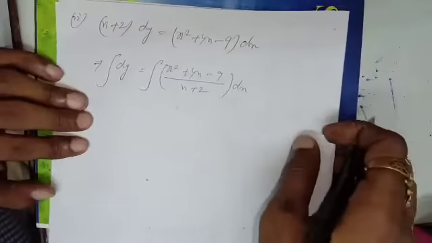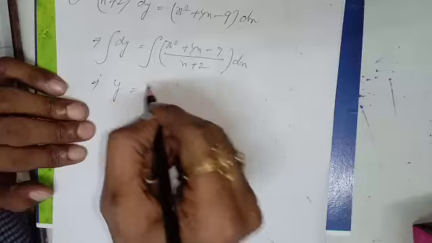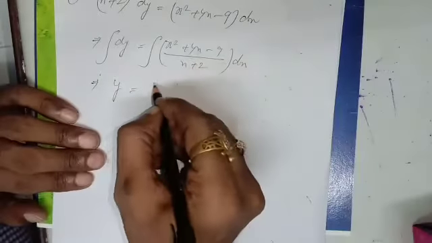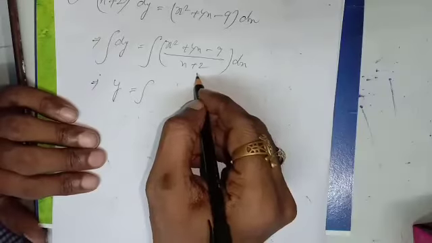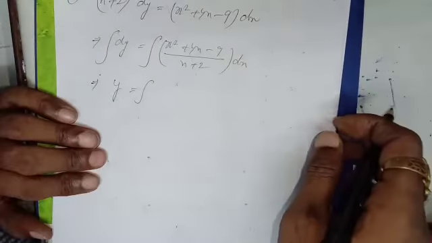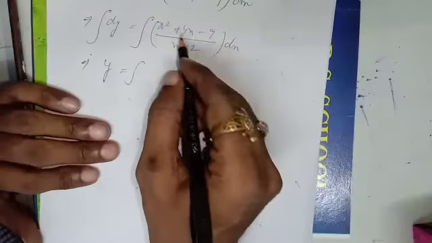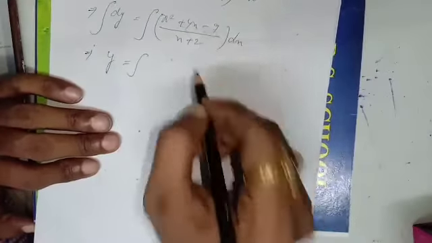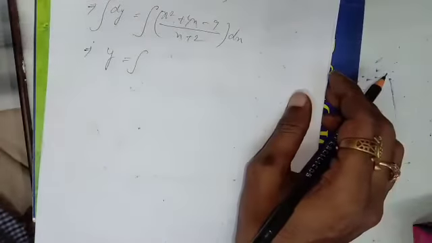Integrating both sides. See, the integration of dy is y, that is no doubt. How to integrate this one? Whenever the power of x in the numerator is greater than or equal to that of the denominator, you have to divide. Normal division you have to do. How to divide? If you divide x² + 4x − 9 by x + 2, what will be the result? In the rough work you have to divide.